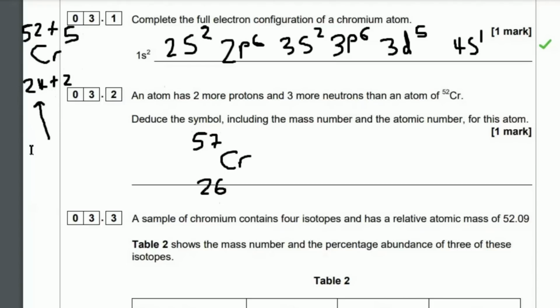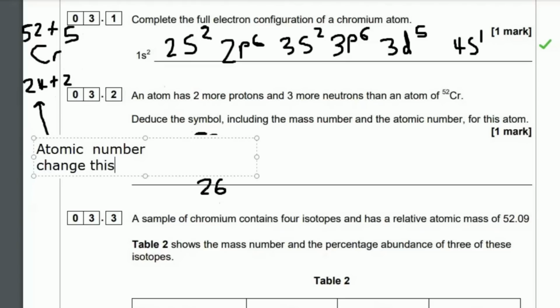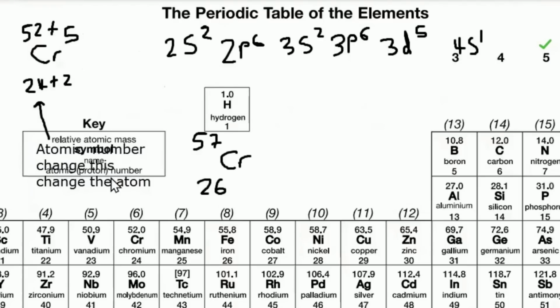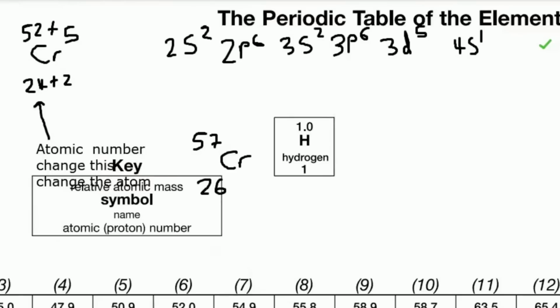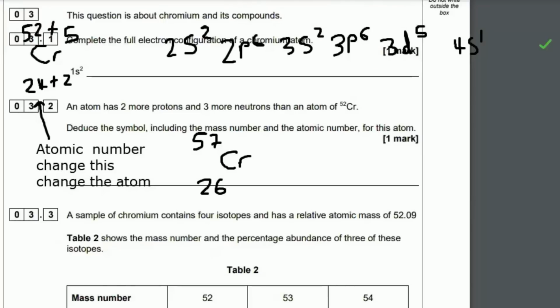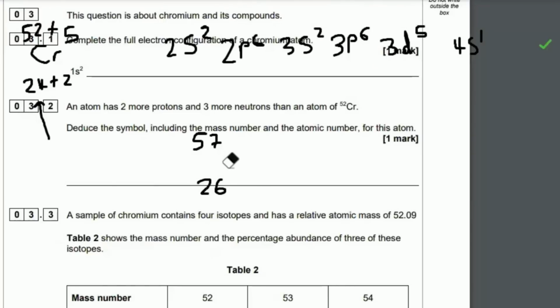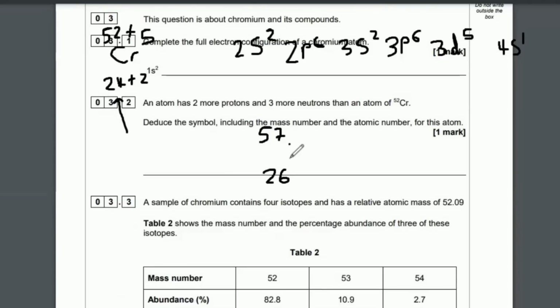Now, the atomic number actually tells you what atom you're dealing with. If you change the atomic number, you change the atom. That's why it's called atomic number. So this will no longer be chromium. We need to find its symbol. And if we go along here, 2 up from chromium, chromium's 24, you'll find iron, Fe. So anything with an atomic number of 26 must be iron, which is Fe. So we're going to change that to Fe. And that is the symbol.